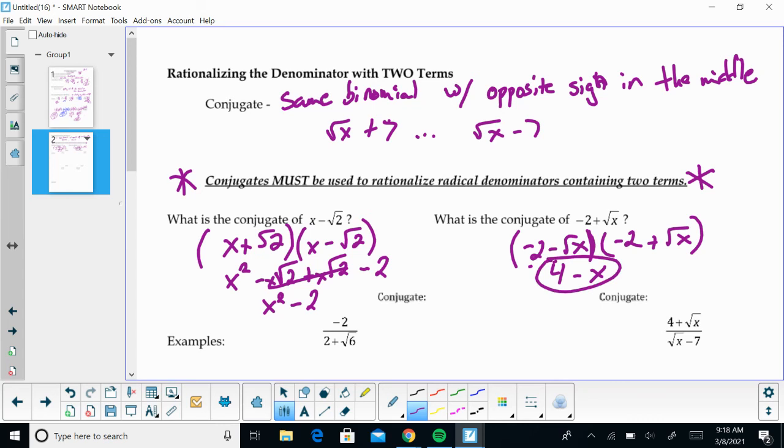Okay, if you forget that that's what conjugates do, it's not a big deal. Just double distribute them, use the box method, whatever you normally do to multiply binomials, and you'll still get the same answer.